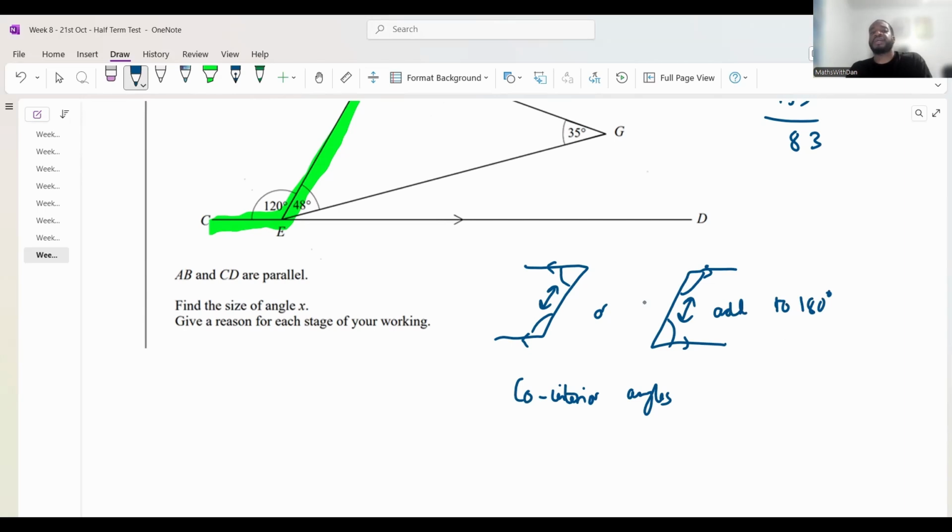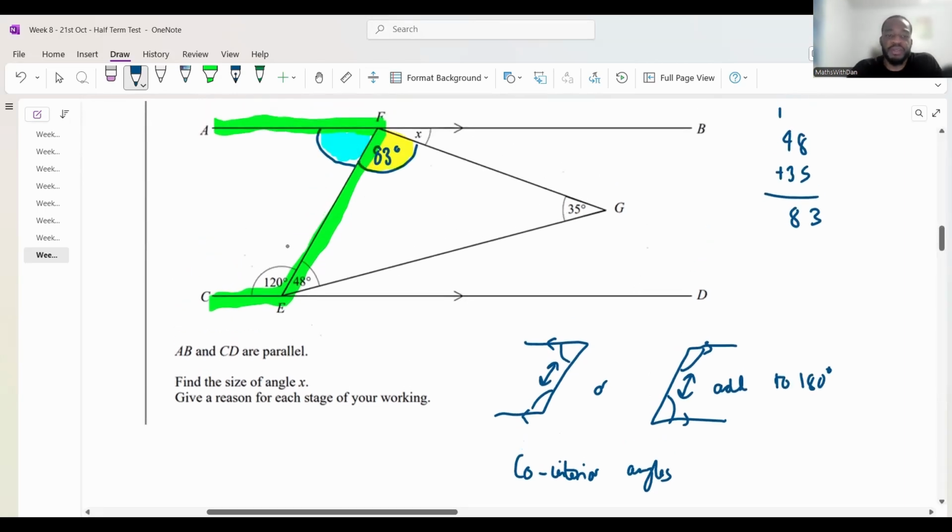So if I know one of the angles, I could take it from 180 to find the other, which would mean that this angle is what, guys? We know that this angle 120 plus that one, they must make 180. So what must the blue angle be? Exactly, right? This angle in blue is going to be 180 minus 120, which is 60 degrees because of the co-interior angle rule. So this is 60 degrees. Are we happy with that, guys? Does that make sense?